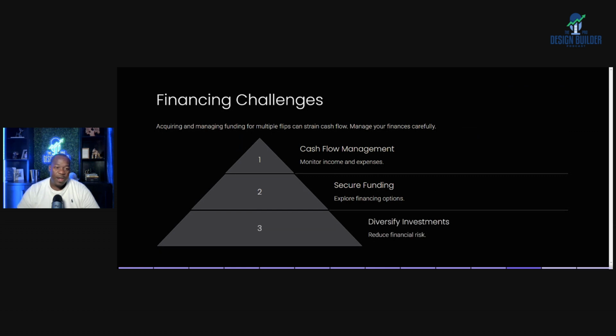Financing challenges. Acquiring and managing funding for multiple flips can strain cash flow. Manage your finances carefully. Cash flow management, monitor income and expenses. You need to have a ledger of all of the expenses attached to it. That's called job costing on that particular property, so you can see everything that comes in and everything that goes out on that property. Secure funding, explore financing options, diversify investments, reduce financial risk.